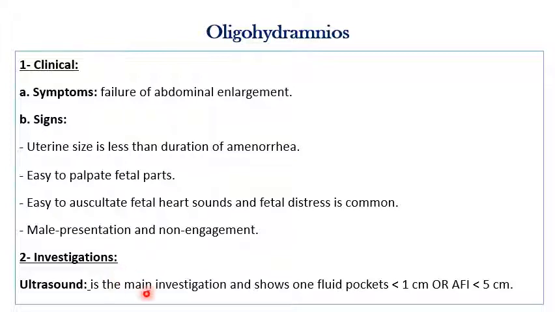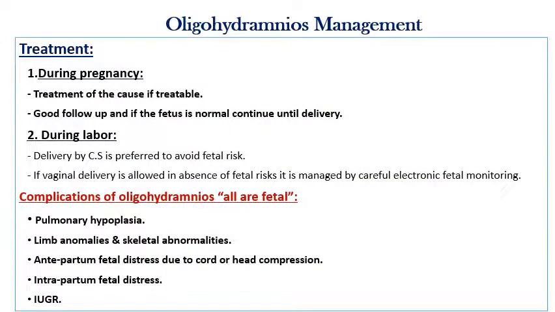Ultrasound is the main investigation also used for diagnosis of oligohydramnios by detection of amniotic fluid index less than 5 cm or one pocket less than 1 cm. The treatment of oligohydramnios and expected complication. Treatment of oligohydramnios during pregnancy is by treatment of the cause like preeclampsia if treatable, and good follow-up of the mother and the baby till delivery. Some may advise to add amniotic fluid inside by giving warm saline. It is named amnio infusion.